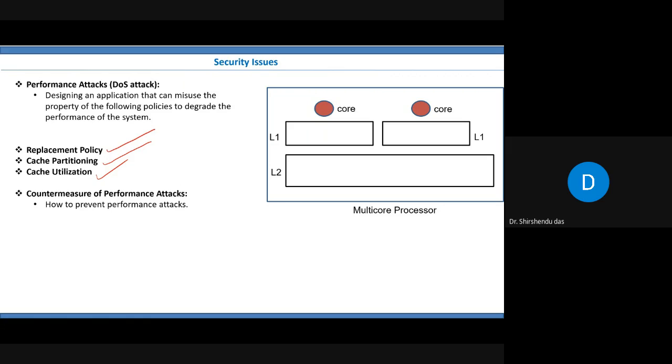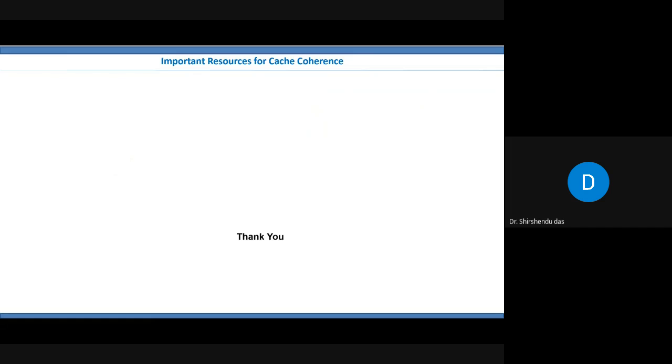So mainly today I gave you an idea about replacement, cache partitioning, and cache utilization. These three areas we will cover before midsem, and if time permits we'll go to other new areas. From next class we'll start understanding the recent research papers. Thank you, I'm stopping here. If you have any doubt you can ask now.